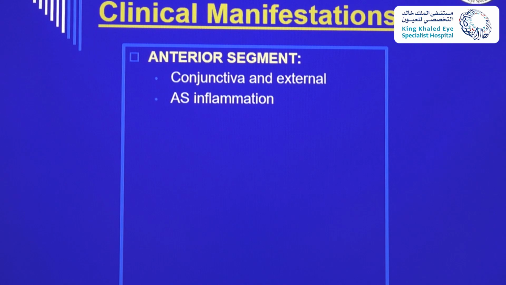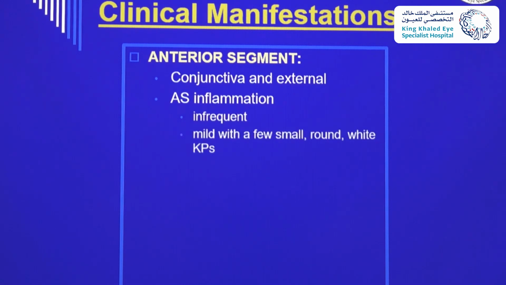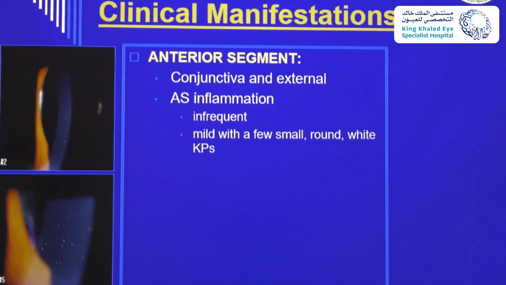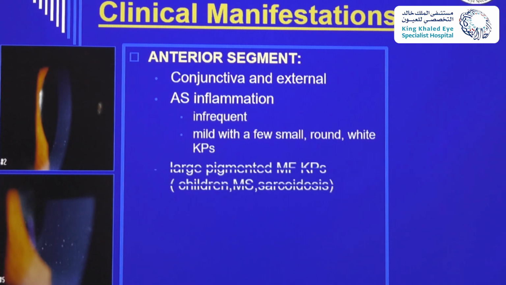Might they have KPs, right? Might they have band keratopathy? Might they have KPs? So let us go over that. Usually infrequent when you compare it with real anterior uveitis, but there. Usually they have mild, few small round white KPs, as we see in these cases. Here you can appreciate this area. So this might be one of the signs of intermediate uveitis. Put it in your mind. Not all the time is this anterior, but this is reflecting the anterior activity of intermediate uveitis.